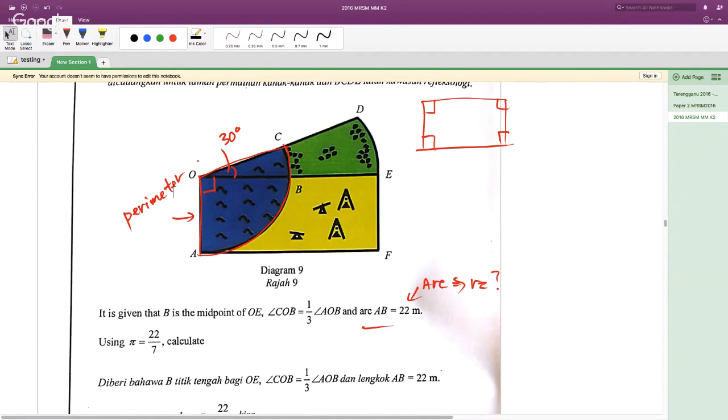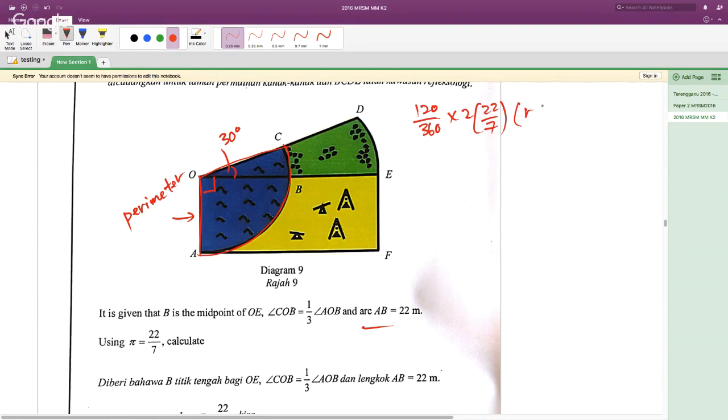All right, so without doing so much here, what I will do is use the arc length. Since I know the total angle, 30 plus 90, will be 120 over 360 multiply 2 pi r. R is the unknown, equals 22. This is the angle to find the arc length. Angle over 360 multiply 2 pi r is the formula to find the arc length, just in case you do not know. So the angle is 120, and I just apply everything into here.